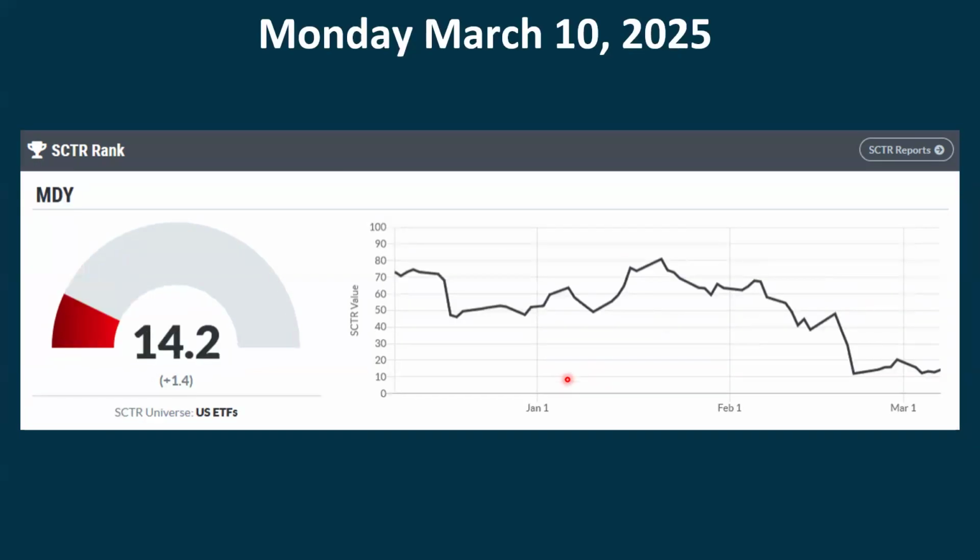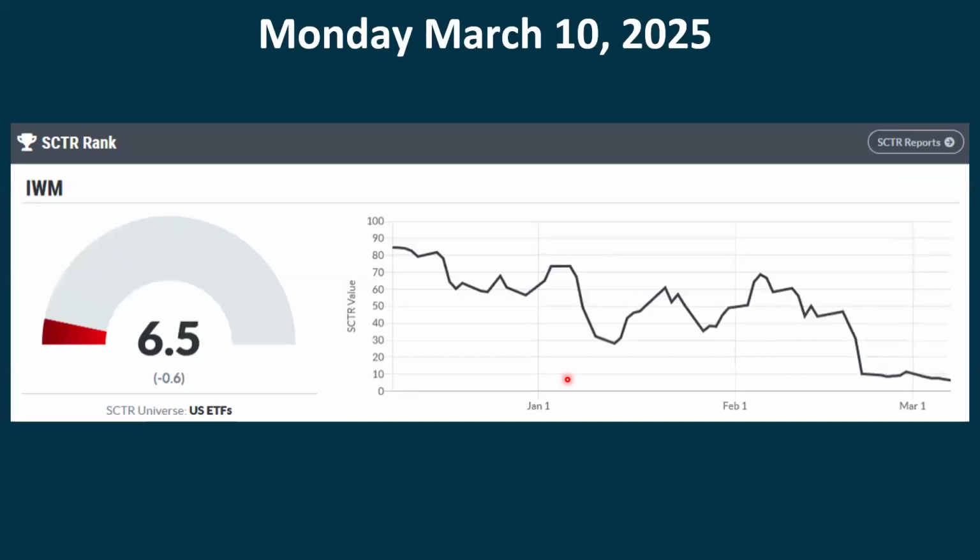Then we have the mid caps, not really looking very good right now, coming in at 14.2. And then this is not very good at all. These are the small caps, and they're coming in at 6.5.